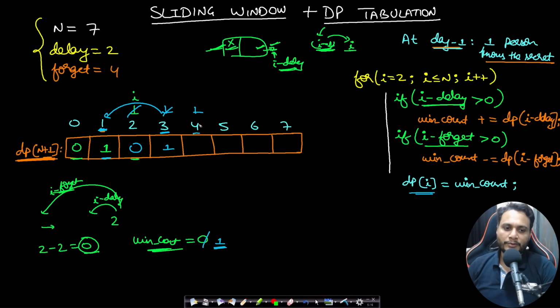If you go to this 4, then 4 can be activated from 2 and to the left of it until you reach i minus forget. So the value here will be adding whatever is the value here. So this is 0, 1 plus 0 is going to be 1, and i minus forget value is 0. Since it is not greater than 0, therefore we will not be subtracting anything. So here also you will write 1. That means only one person can activate this 4, which will be this 1. 1 will be activating this 4.